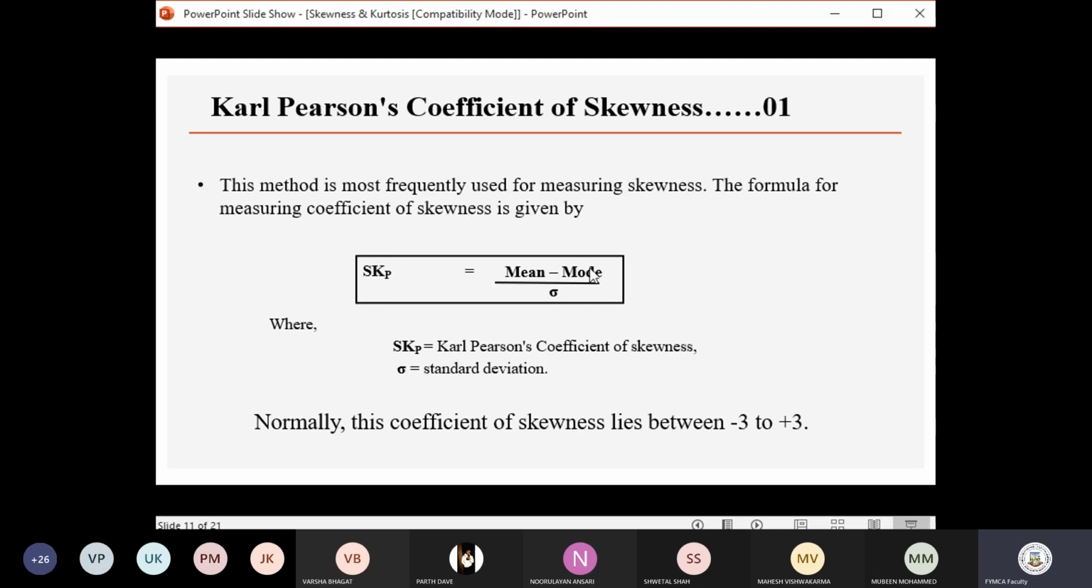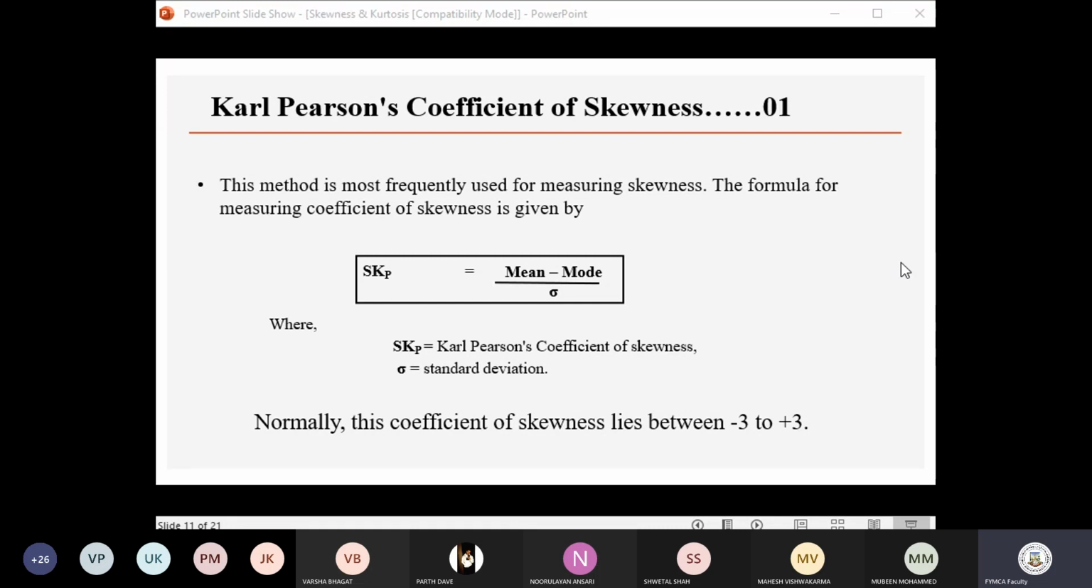SKP is given, mean will be available to you, sigma is available already in the question, so you can calculate the mode value. So you got the value: mean is equal to 40, mode is equal to 39.